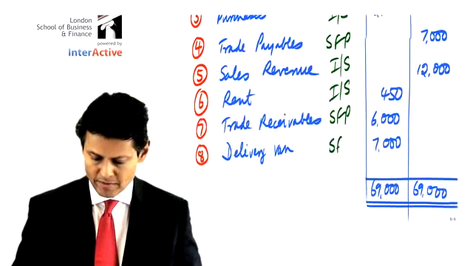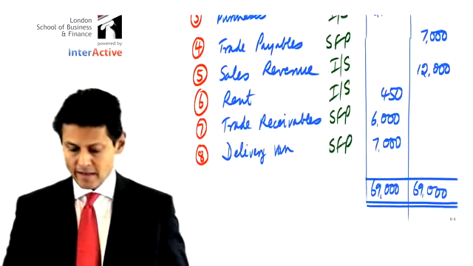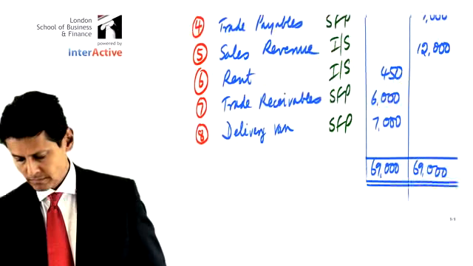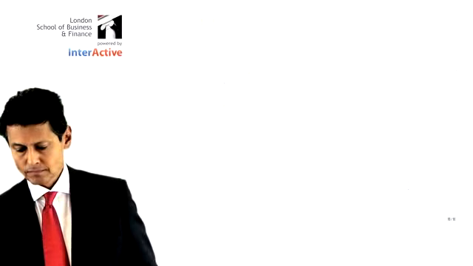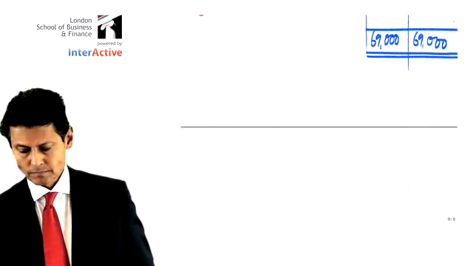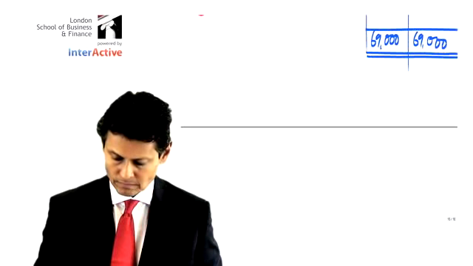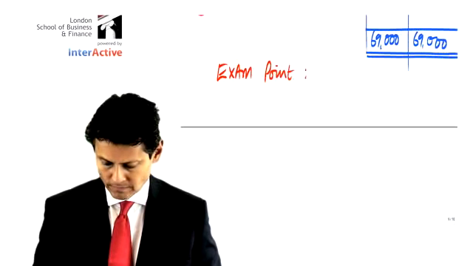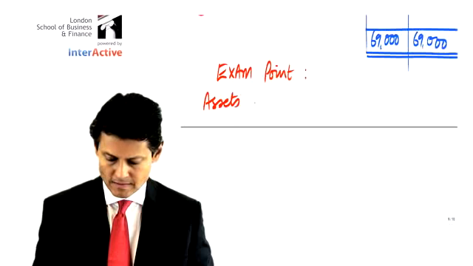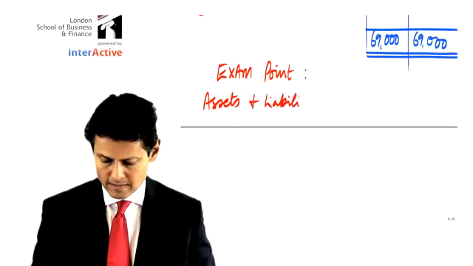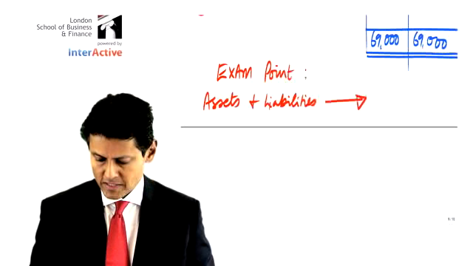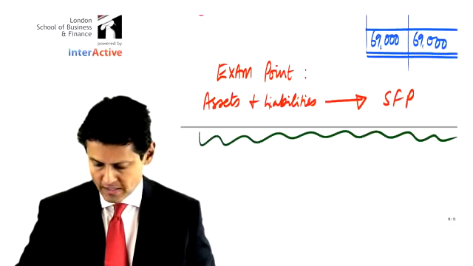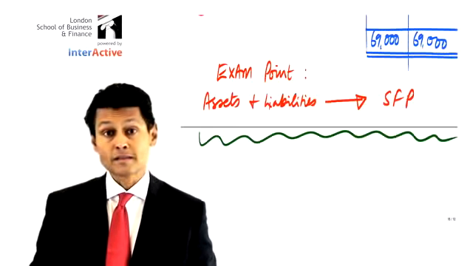Delivery van, of course, statement of financial position. So in short, if I may just summarize for you, exam point: assets and liabilities go obviously to the statement of financial position, but quite different, so I'll do a line there to separate the two concepts.